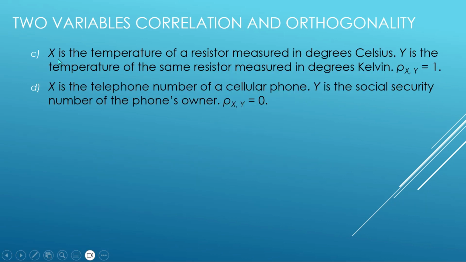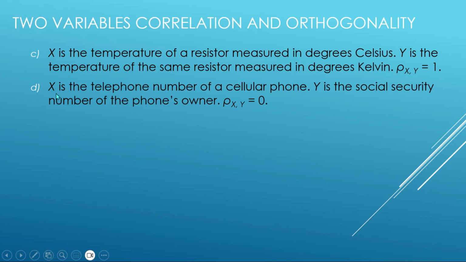There is another example where X is the temperature of a resistor measured in degrees Celsius, and Y is the temperature of the same resistor measured in degrees Kelvin. Here, the correlation coefficient is equal to 1 because we are measuring the temperature of the same object at the same time. The only difference is that the temperature is measured in different units. So the correlation is equal to 1 because the conversion will always be the same.